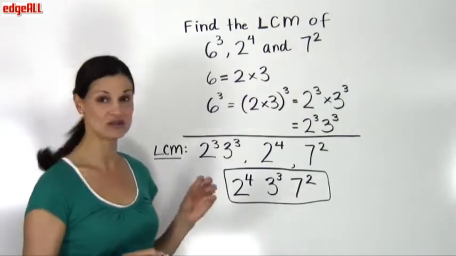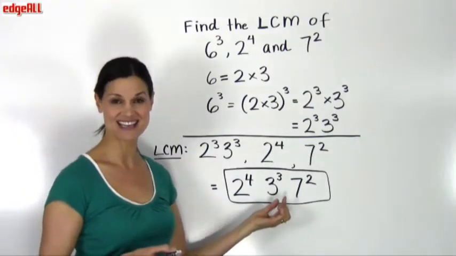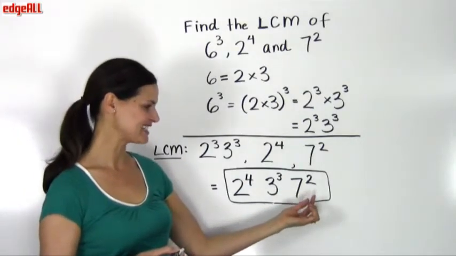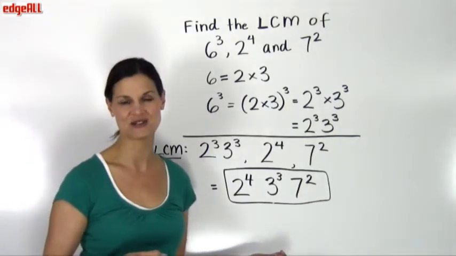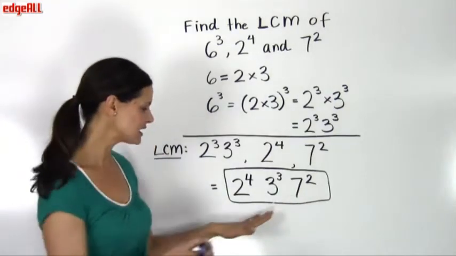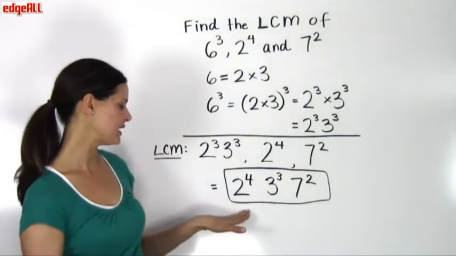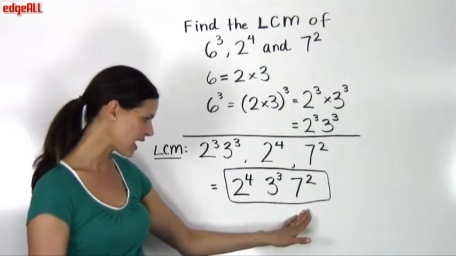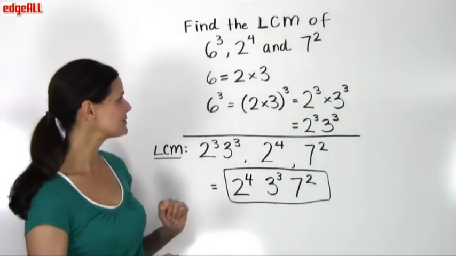So it would be 2 times 2 times 2 times 2 times 3 times 3 times 3 times 7 times 7, and it actually equals 21,168. But I'm just going to leave my answer here in terms of the base of the prime numbers raised to the exponents, and leave my answer in exponent form.